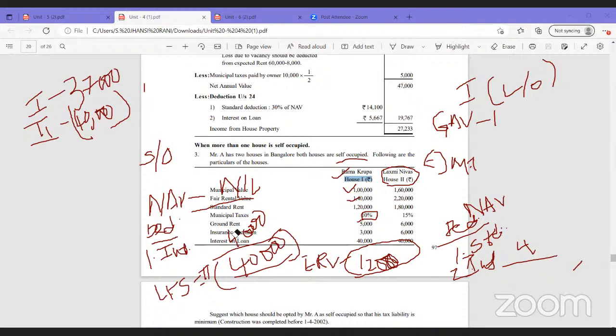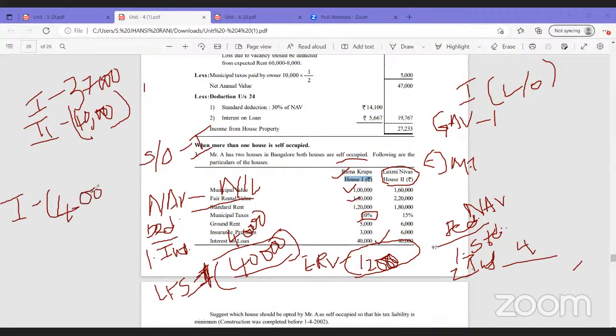Self-occupied house, as I said, this is house 1. So the first house will now become self-occupied house. As I said, a self-occupied house will have no income, so net annual value will be nil. And we will not even have standard deduction. Why? Because standard deduction is calculated on net annual value. When net annual value is nil, there is no standard deduction. So we have only interest on loan. For house 1, it is 40,000 only. So that is loss from self-occupied house 1. So in situation 2, where house 1 is taken as self-occupied, we get a loss of 40,000.